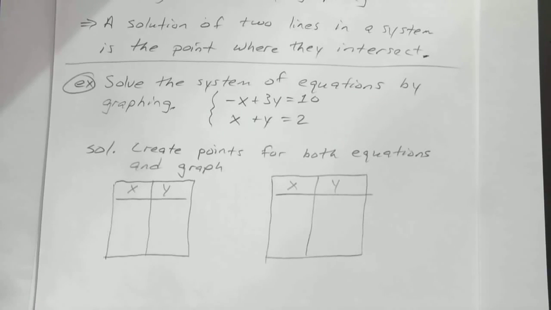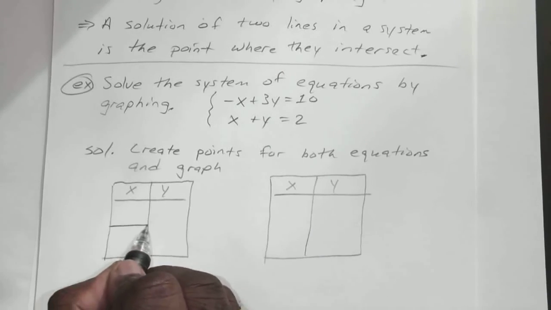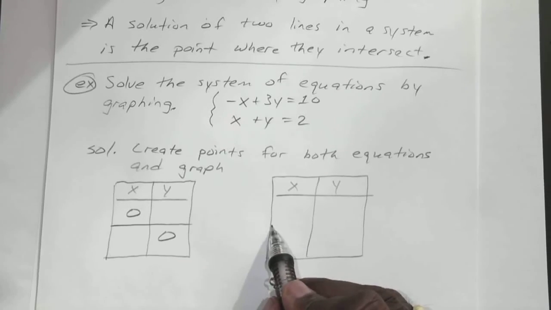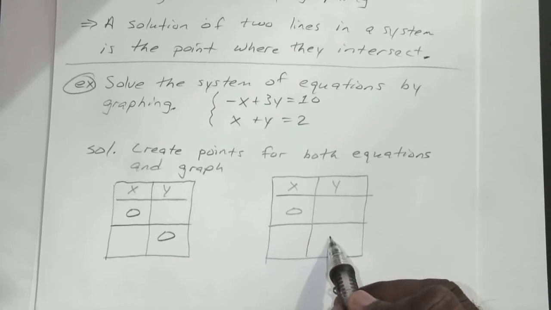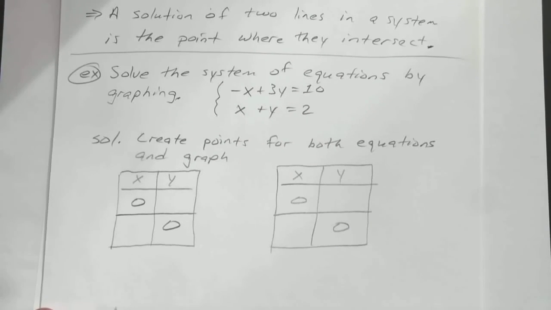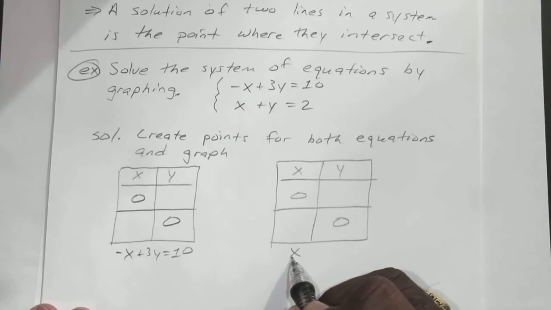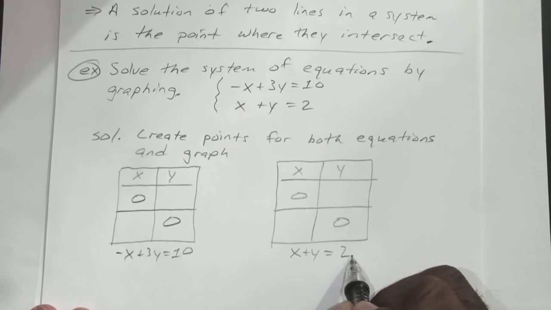A lot of times it's easier just to use the x and y intercepts for your points, only because it's just quicker. So if we make x equals 0 and y equals 0, x equals 0 and y equals 0. Now this one's for negative x plus 3y equals 10. And this one's for x plus y equals 2.